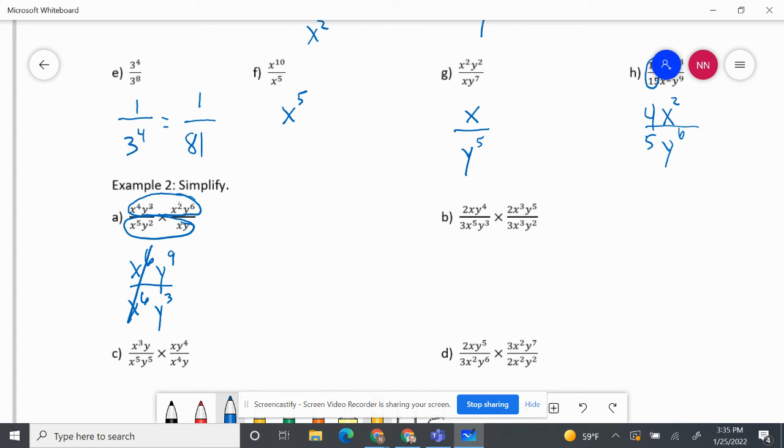We see that the x's cancel. They have the same amount of x's. And with the y's, there's more on top. And 9 minus 3 gives me 6. So that would be my final answer.